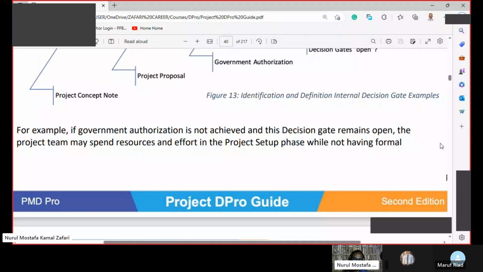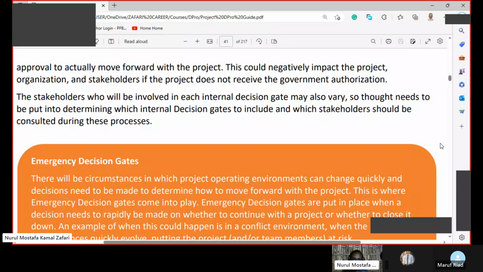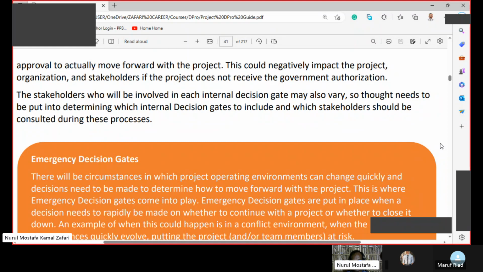So for example, if government authorization is not achieved, the decision gate remains open. The project team has spent resources and effort in the project setup phase while not having formal approval to actually move forward with the project. This could negatively impact the project, organization, and stakeholders if the project does not receive the government authorization. The stakeholders who will be involved in each internal decision gate may also vary, so thought needs to be put into determining which internal decision gates to include and which stakeholders should be consulted during these processes.